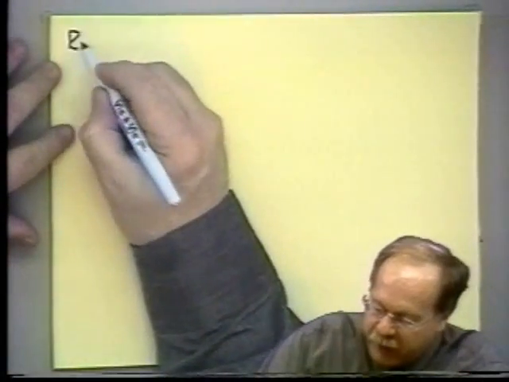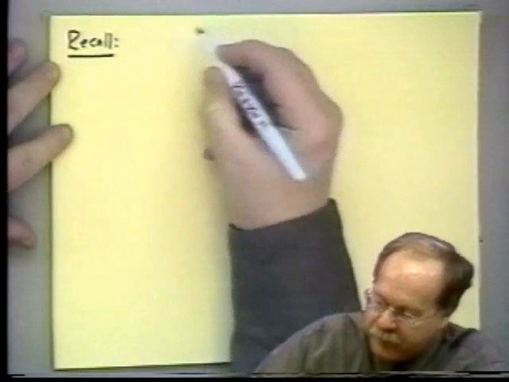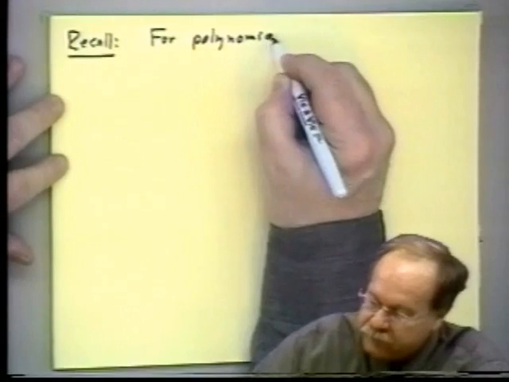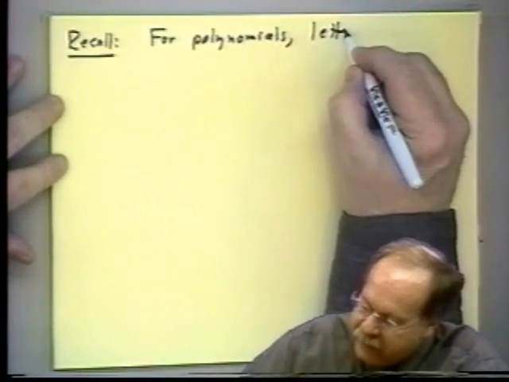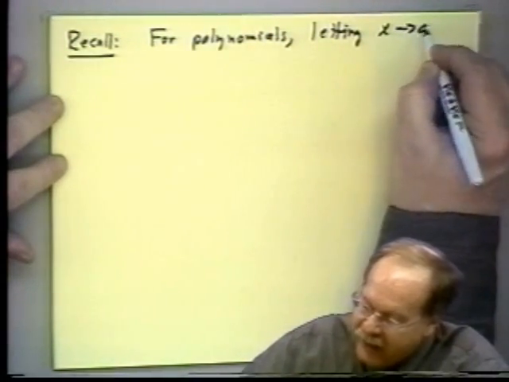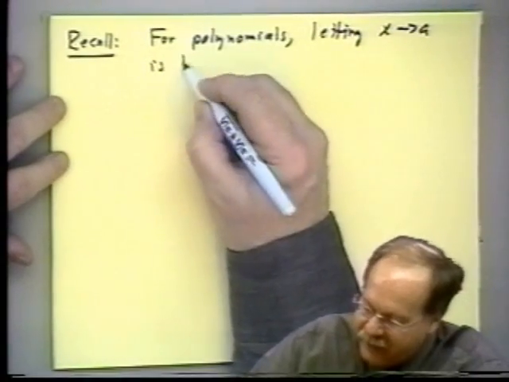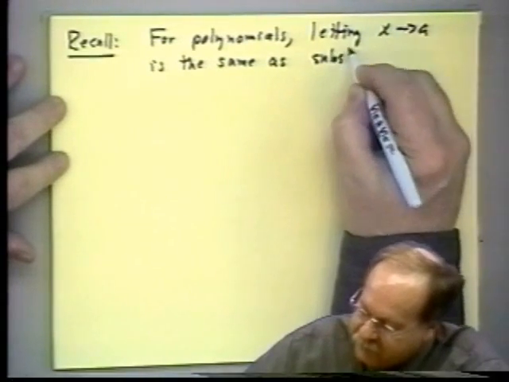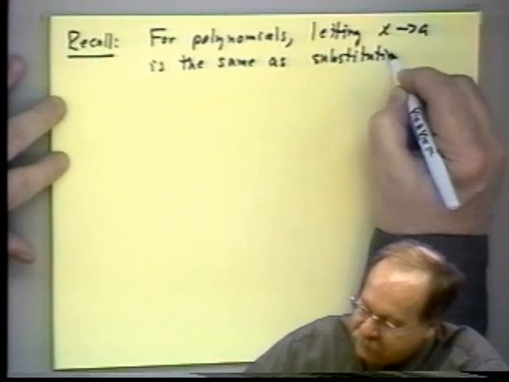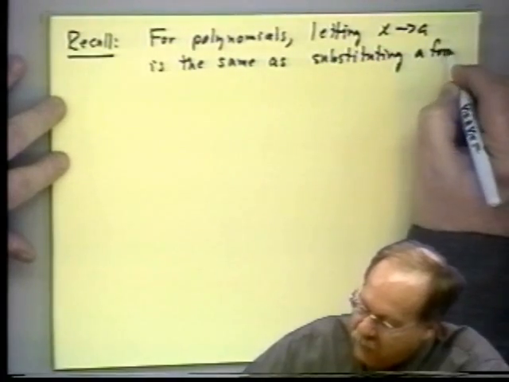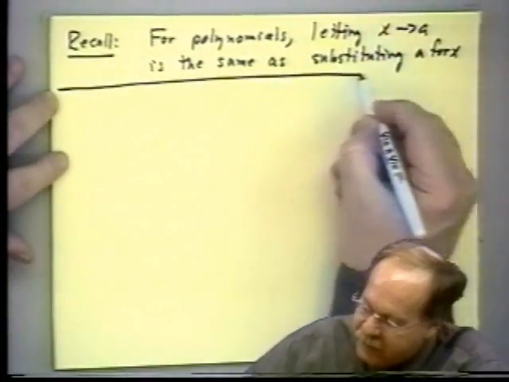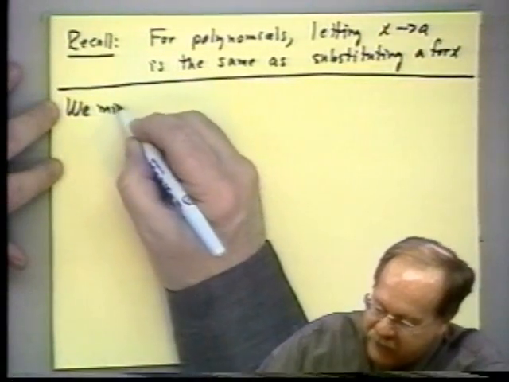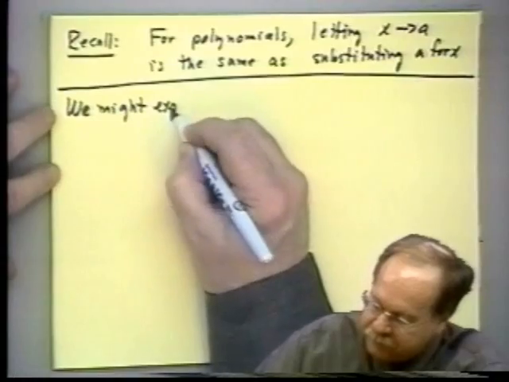Let's recall what we know about polynomials so we can apply it here. Recall, for polynomials, letting x go to a is exactly the same thing as substituting a for x. So taking a limit with polynomials is very, very easy. With that in mind, we might expect the following.